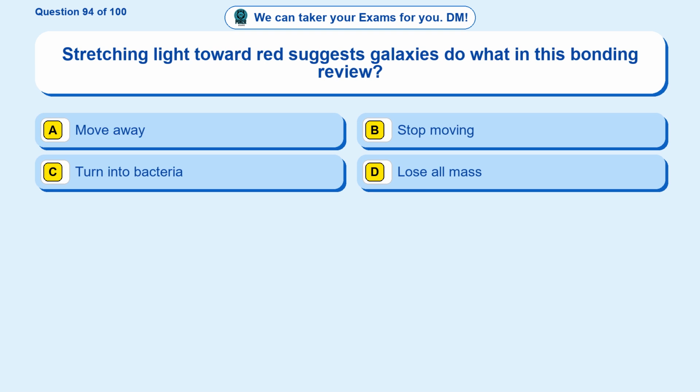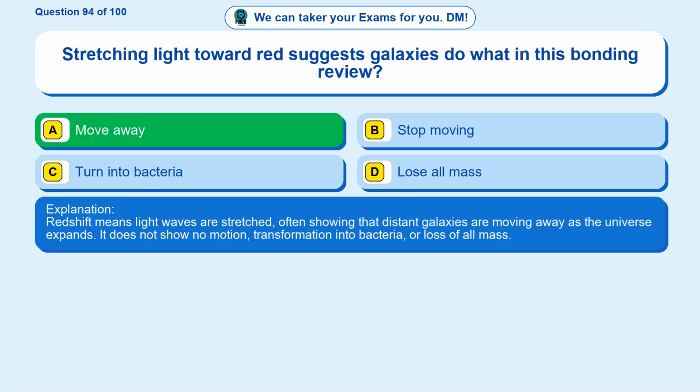Question 94. Stretching light toward red suggests galaxies do what in this bonding review? Option A, move away. Option B, stop moving. Option C, turn into bacteria. Option D, lose all mass. The correct answer is option A. Move away. Redshift means light waves are stretched, often showing that distant galaxies are moving away as the universe expands. It does not show no motion, transformation into bacteria, or loss of all mass.